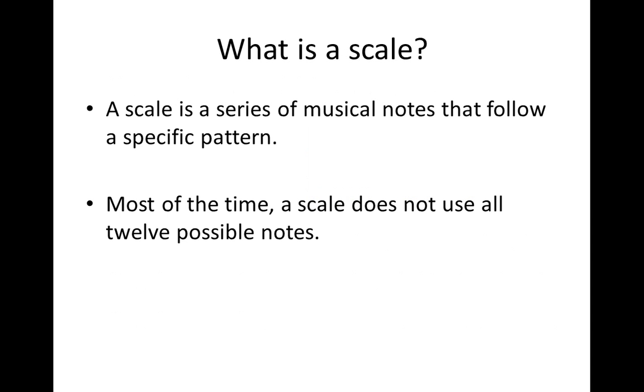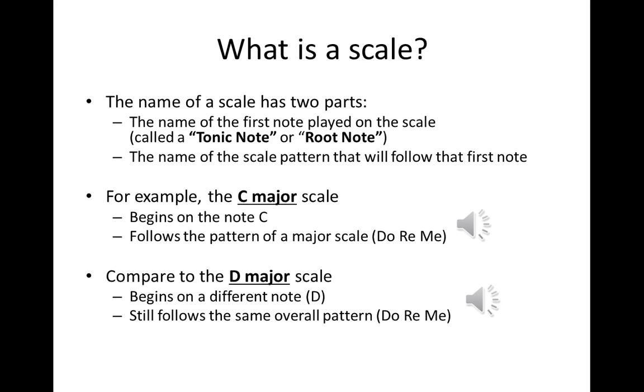And most of the time, a scale will not use all 12 possible notes. The name of the scale has two parts. The first part of the name is the name of the very first note played on the scale, and this is called the tonic note, or sometimes it's called the root note. And the second part of the name of the scale is the name of the pattern that the scale is going to follow.